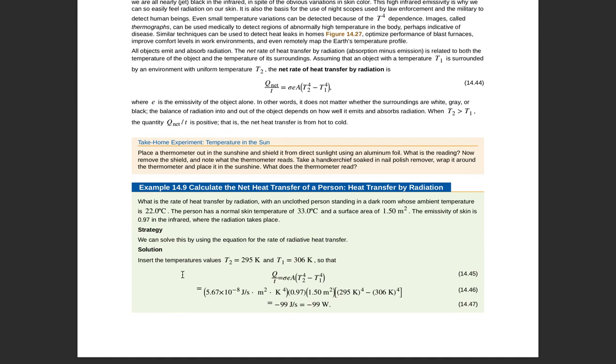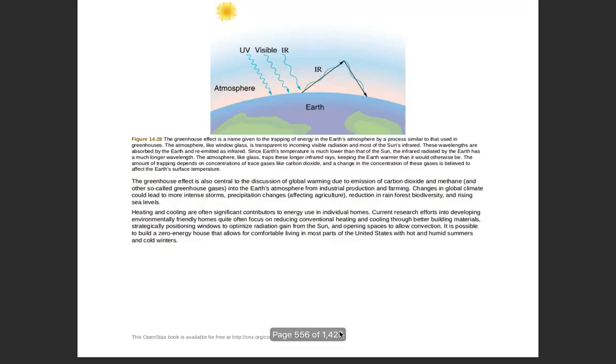Okay, so insert values for T2, which is 295 Kelvin, and T1, 306 Kelvin. Remember, it's got to be absolute temperature here. So you plug in all your constants and your variables here. We know our surface area. We know both of our temperatures. We know e. So here we get negative 99 joules per second, which is negative 99 watts.